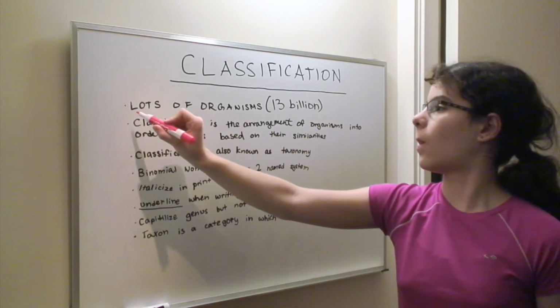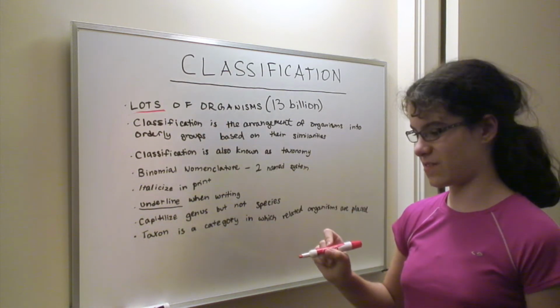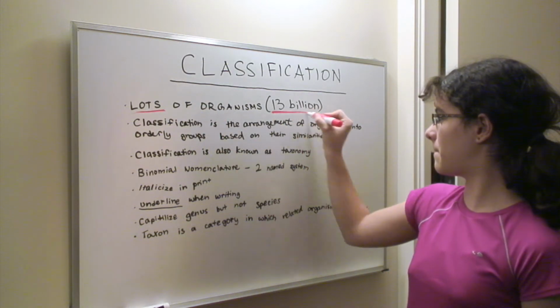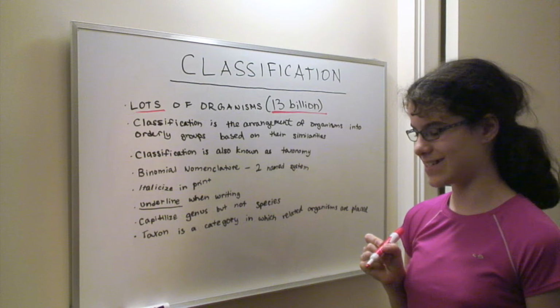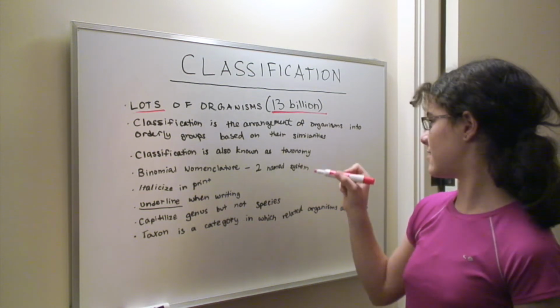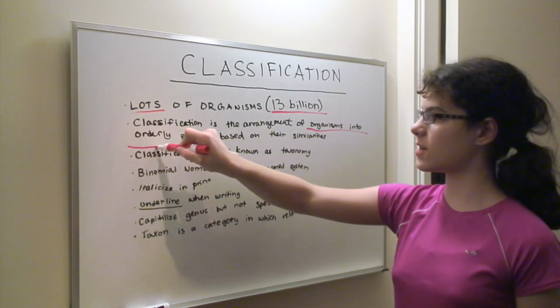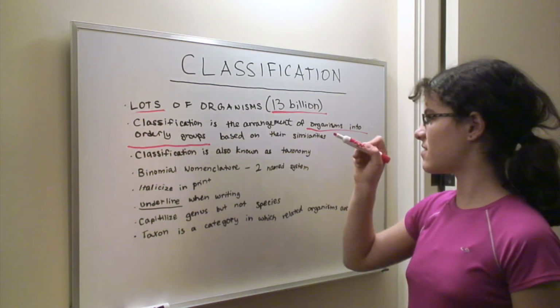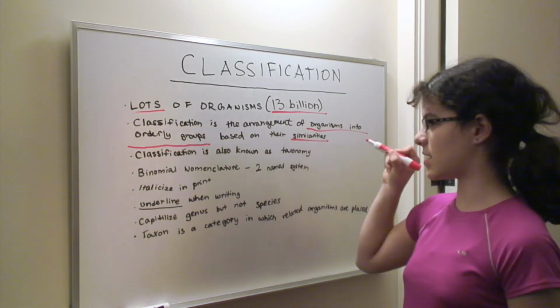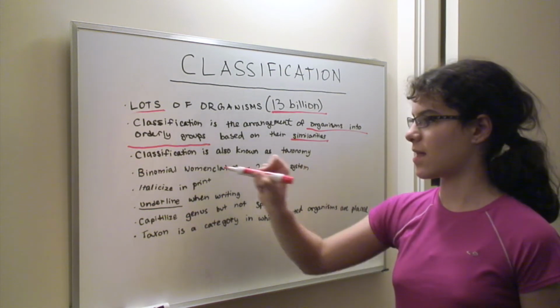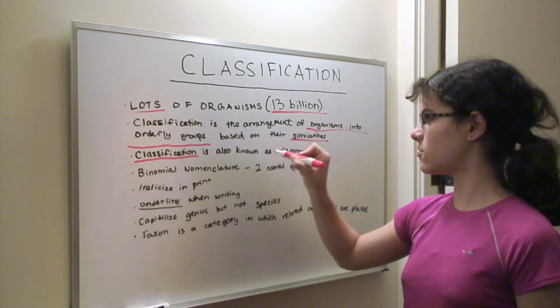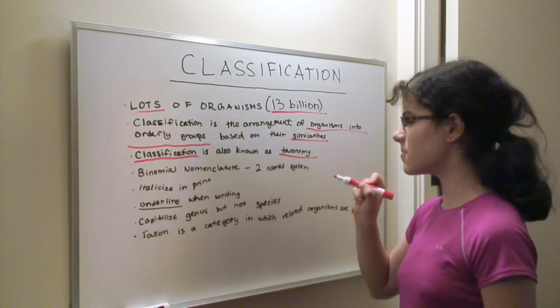So there are lots of organisms out there. 13 billion to be exact. Classification is the arrangement of organisms into orderly groups based on their similarities. Classification is also known as taxonomy.